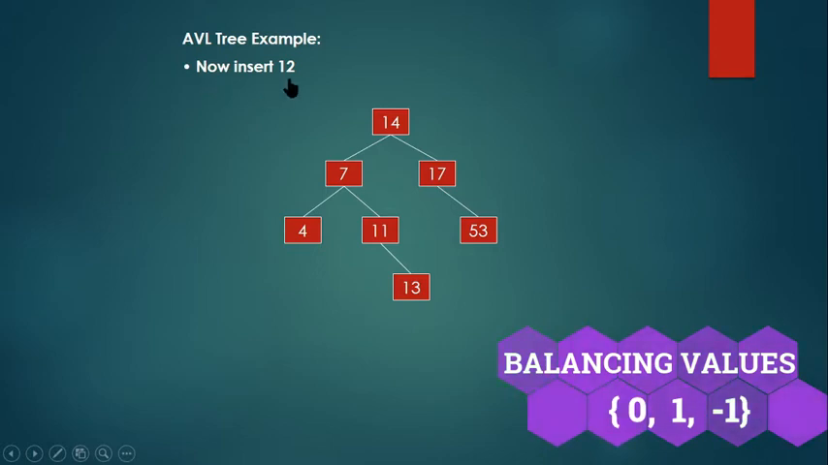Now I am going to insert one more element 12, which is lesser than 14, greater than 7 and greater than 11, but lesser than 13. So it falls at the left side of 13. Now look for the balance factor. For 13, 1 minus 0, 1. For 11, 0 minus 2, it is minus 2. So minus 2 is not a balance factor. So here is a problem. So 11 is not a balanced one.